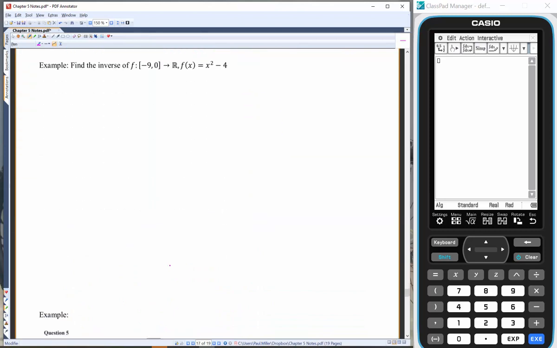All right, here we go with another inverse problem. It's another parabola, and this parabola is x squared take 4, and it's from negative 9 to 0. So negative 9 goes in, which is 81. 81 take 4 is 77, and that's included. So what's going to happen is it's going to come down to this turning point here.